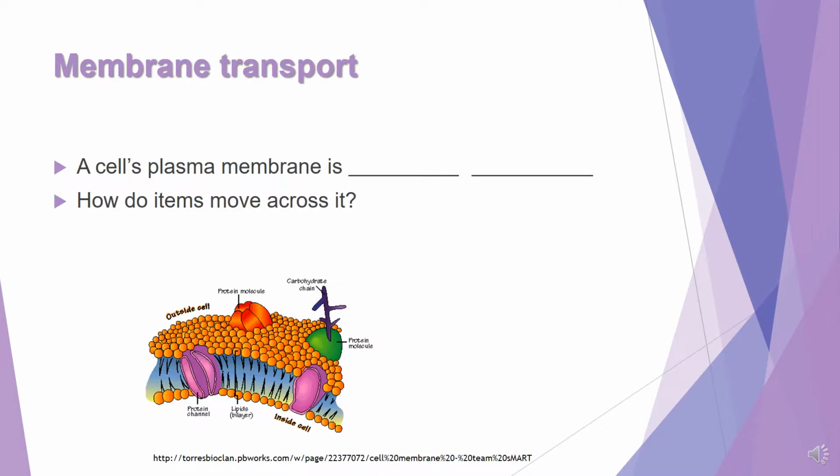All right, so let's talk about membrane transport. A cell's plasma membrane is what we call selectively permeable. Basically that means that some substances get to come straight through and other substances have to go through those protein channels, which we've already looked at. So here you can see the protein channels.